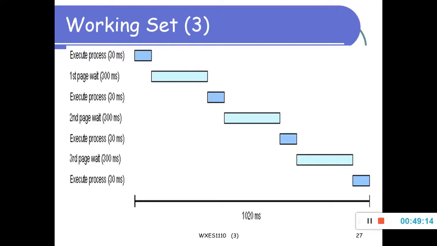So this is an example of a page fault. It incurs high overhead, meaning waiting time. Executing a process takes a standard 30 milliseconds, but the page wait will take about 300 milliseconds. Okay, this is the working set. Page faults incur high overhead and must be minimized as much as possible.